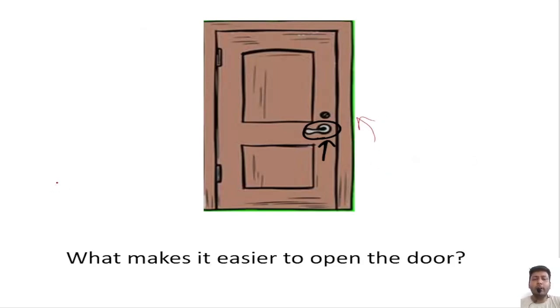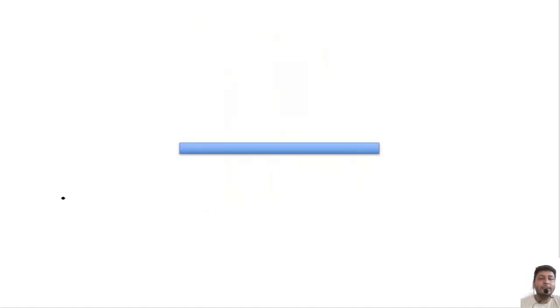But have you ever wondered why the handle is provided here only? It is not provided in the middle of the door. It is not provided at the end of the door. It is provided on this side only, at this end of the door only. So to understand that, we have to first understand a small concept.